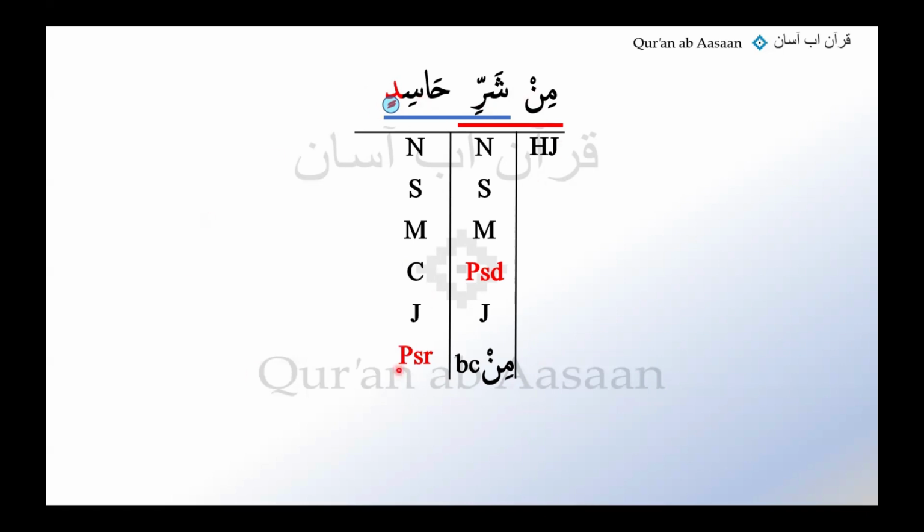Then min, harf jar. Sharri, noun singular male, no al, no tanween, being possessed, jar, looking back, it's because of min. Hasidin, noun singular male, common, jar, and it's possessive. Yeah. It's a very familiar phrase. Again, a part of the surah that we very commonly recite every day, Alhamdulillah. It's from Surah Falaq, yeah. How do I translate it now?